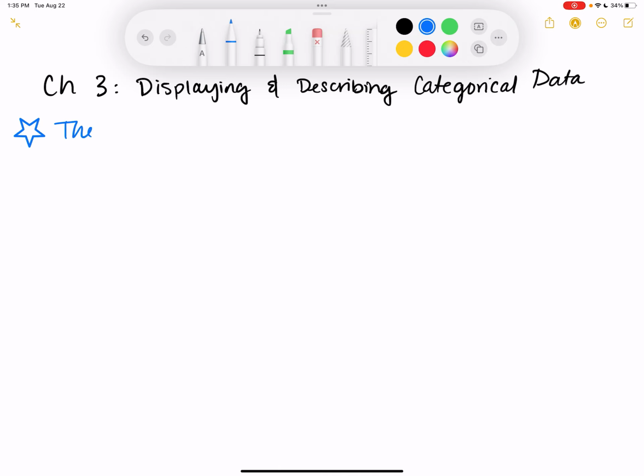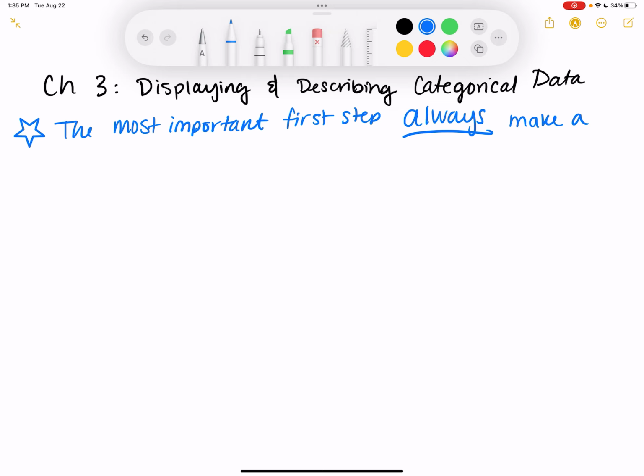The most important first step is to always make a picture. This chapter, yeah. But pictures can be tables. Okay.